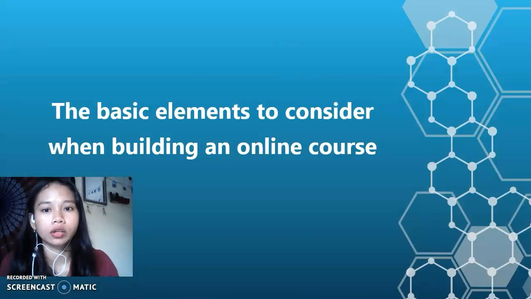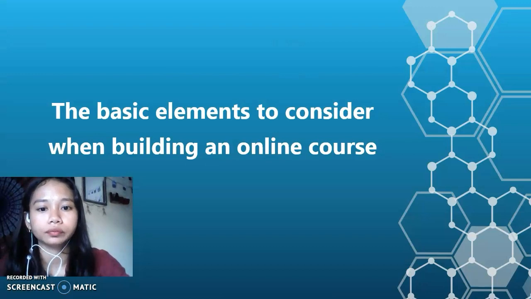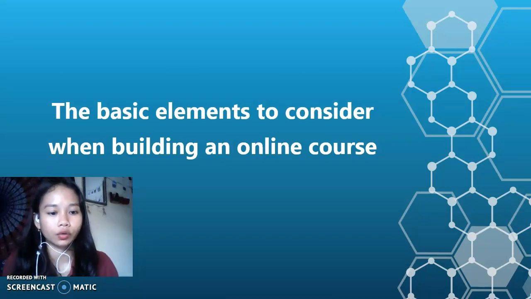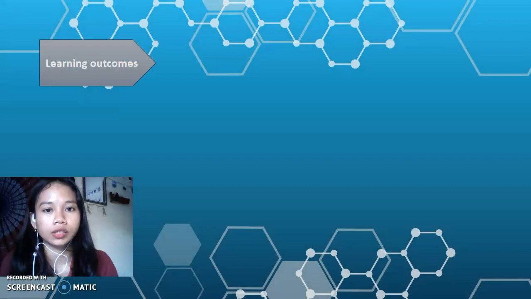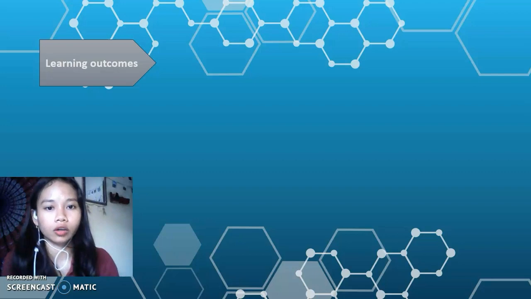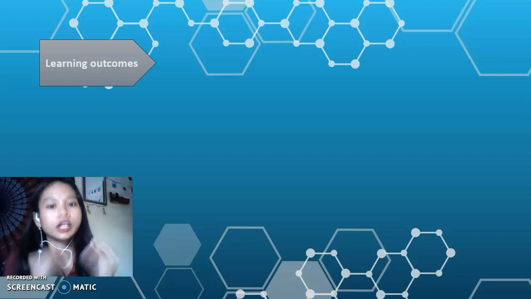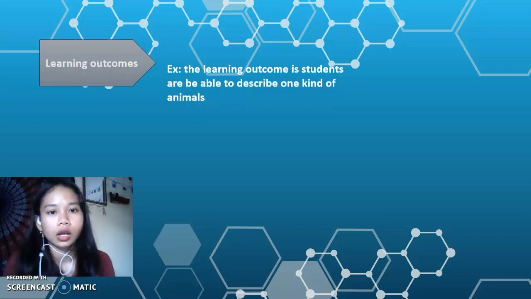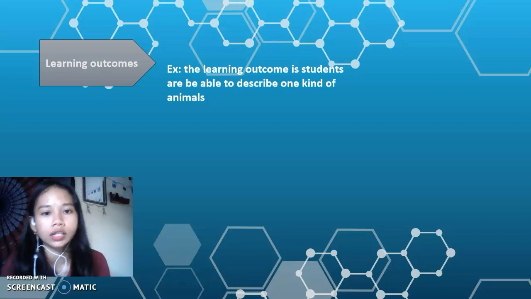The next is about the basic elements when building an online course. First is the learning outcomes. Of course, every meeting should begin with the learning outcomes, and the learning outcomes should be measurable and the content should be directly related to the learning outcome. For example, if the learning outcome is students are able to describe one kind of animal, then the content should be about animals, examples of descriptive text, its structure, and also adjectives that can be used in making descriptive text about animals.